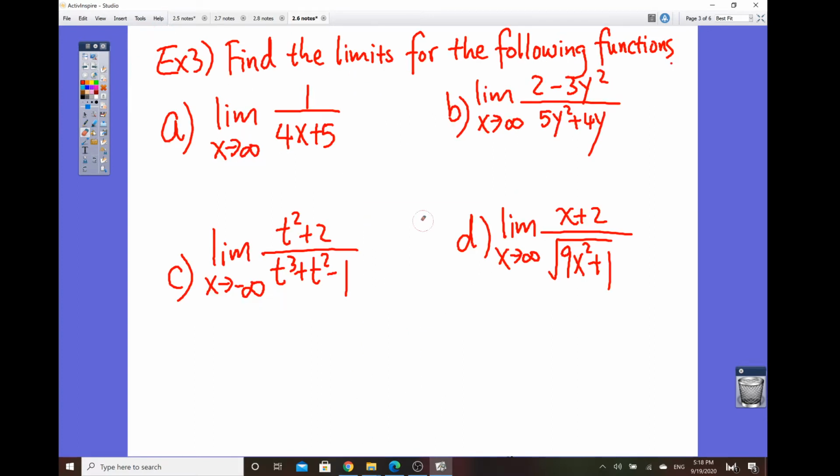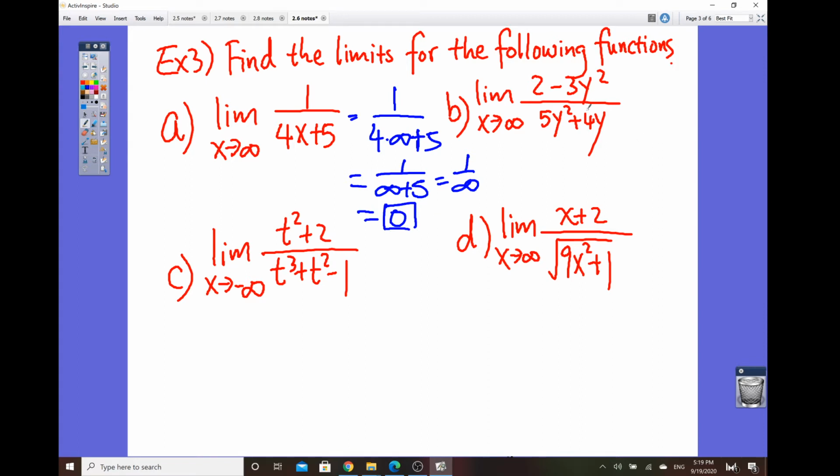So now, how do you evaluate the limit as x goes to infinity algebraically? The way we want to do it, we just plug in infinity. So it's 1 over 4 times infinity plus 5. So this one is 1 over infinity plus 5, which is what? 1 over infinity. So that would be considered 0.